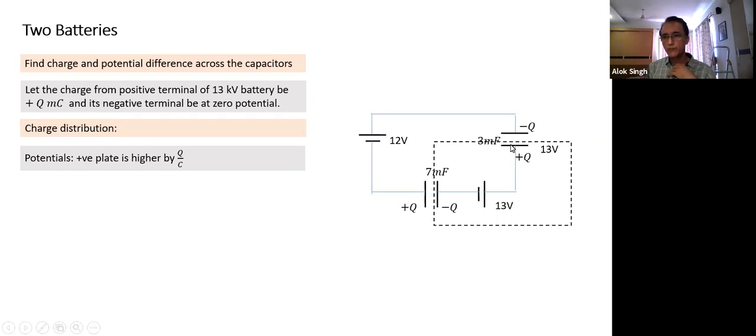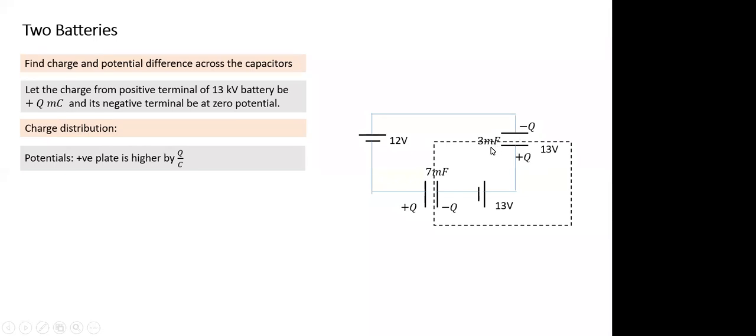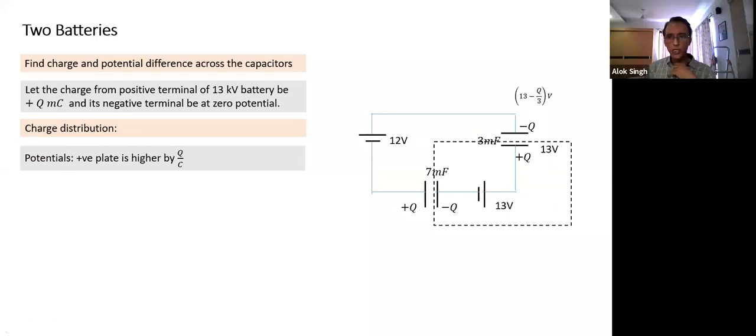Positive plate here has a potential of 13 volts. From here to here, there's a potential drop. What is the potential drop here? Why is there a drop? Because this is the negative plate, so Q by C. And since Q is in microcoulomb, it is Q by 3. So the potential drop will be Q by 3. So what is the potential at this point? 13 minus Q by 3. So I calculated the potential of this plate: 13 minus Q by 3.